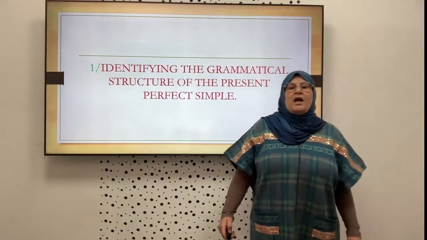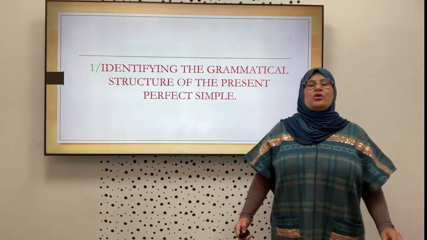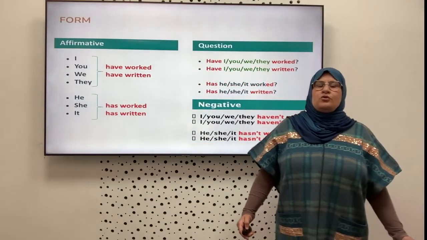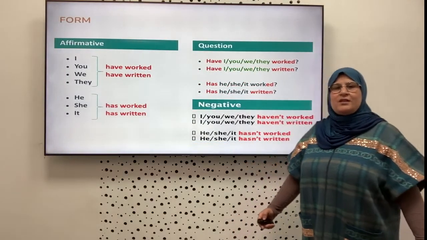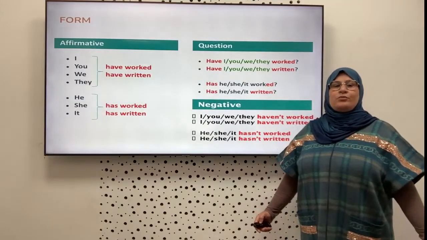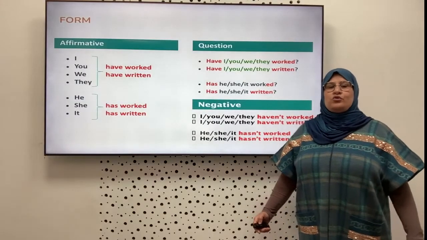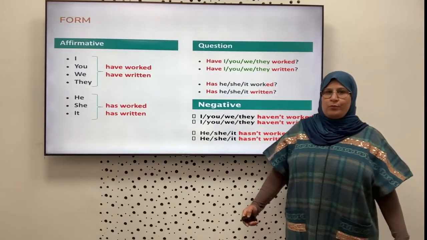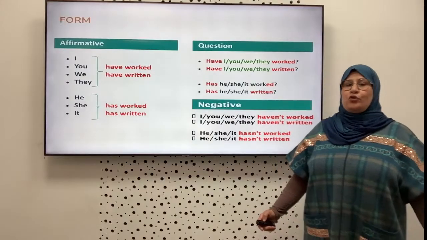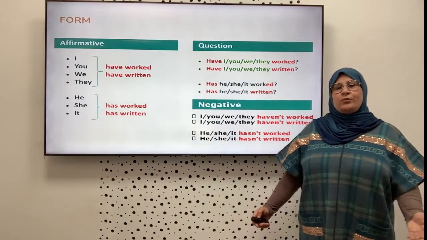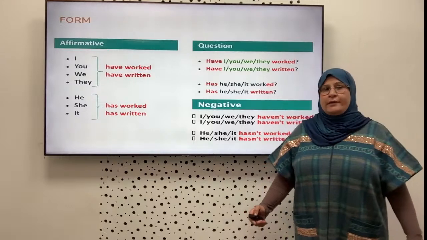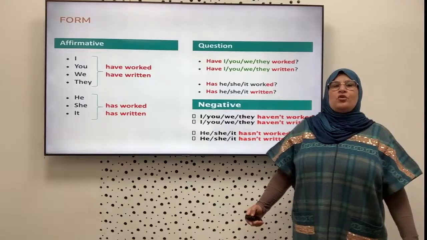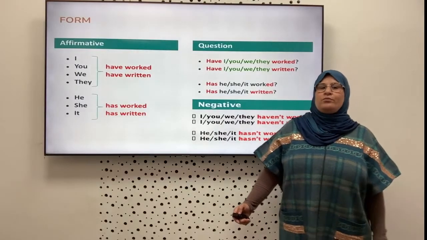Step number 1, identifying the grammatical structure of the present perfect simple. The present perfect simple is in fact a very simple tense that is formed from a subject plus the auxiliary verb have or has plus the past participle of the main verb. Always remember that the main verb could be regular, like the verb to work, worked, or irregular, like the verb to write. The past participle of the verb is written.